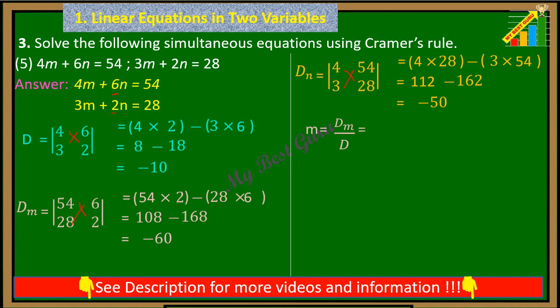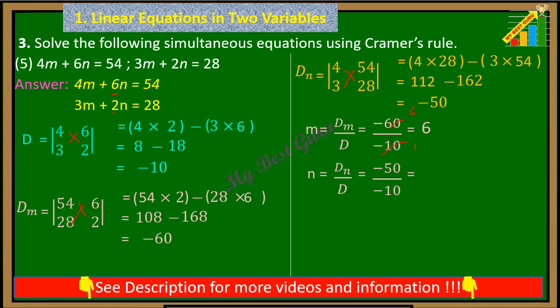Now as we have to find out the value of m, so m is equal to Dm upon D. Just put the value of Dm and D in this formula. You will have minus 60 divided by minus 10. So minus 60 divided by minus 10 is 6, as 10 ones are 10 and 10 sixes are 60.